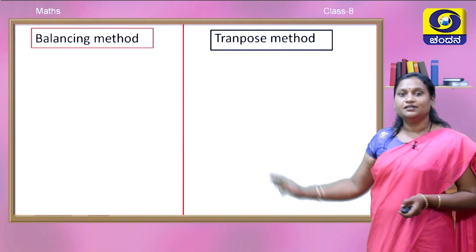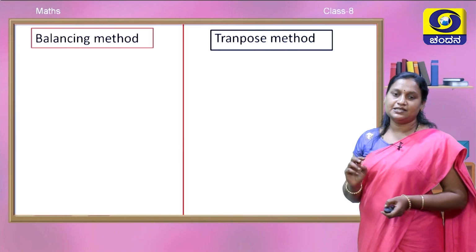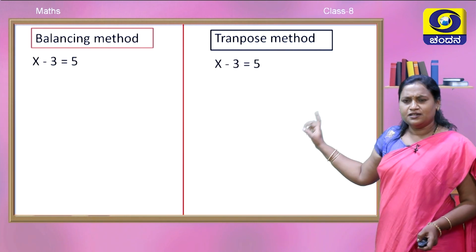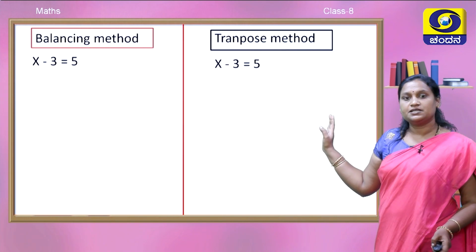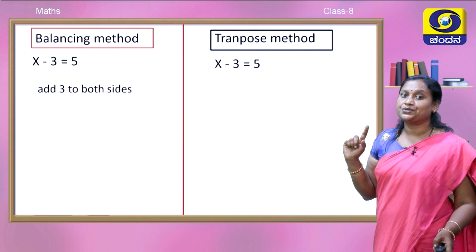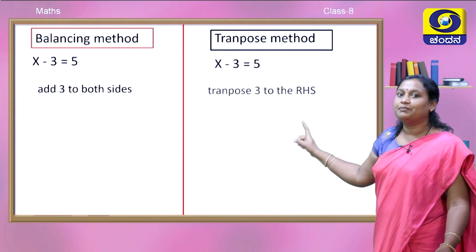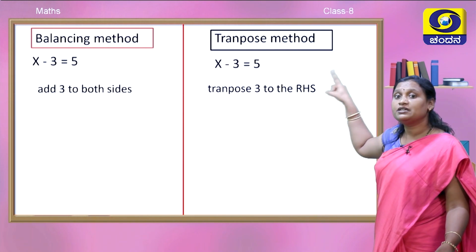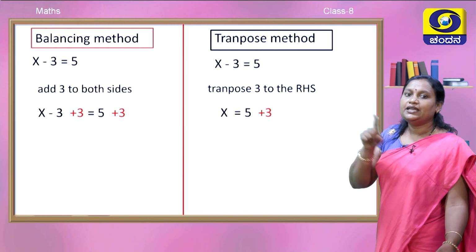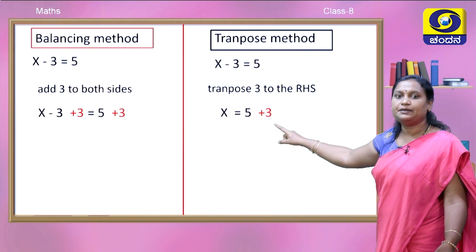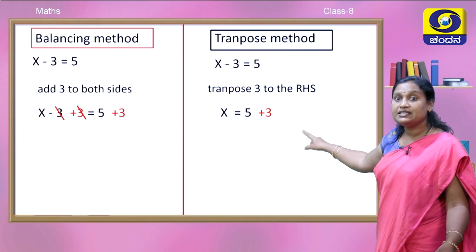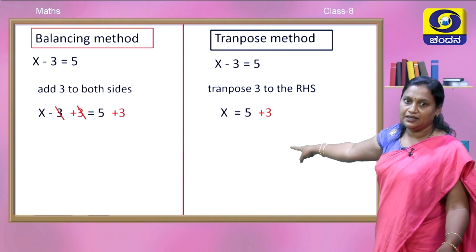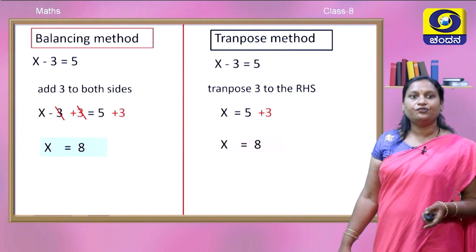Let us consider two methods simultaneously so that you will understand it better. Now, I'll take a simple linear equation, x minus 3 is equal to 5. So, what should I do? I should add 3 to both sides. But in the transpose method, what will I tell? I'll tell you to transpose that 3 to RHS. So, here if you add minus 3 and plus 3, it gets cancelled. Whereas here, what will I say? When minus 3 is transposed, it becomes plus 3. So, I get the value of x easily.